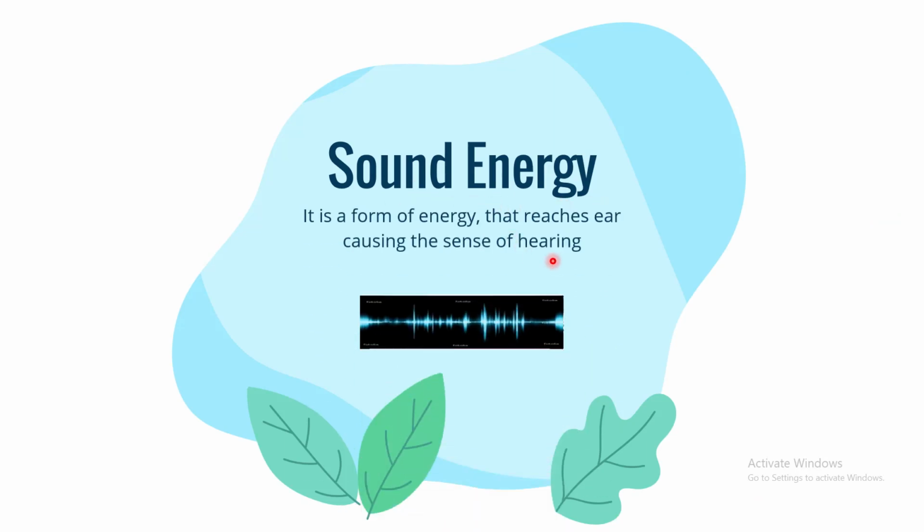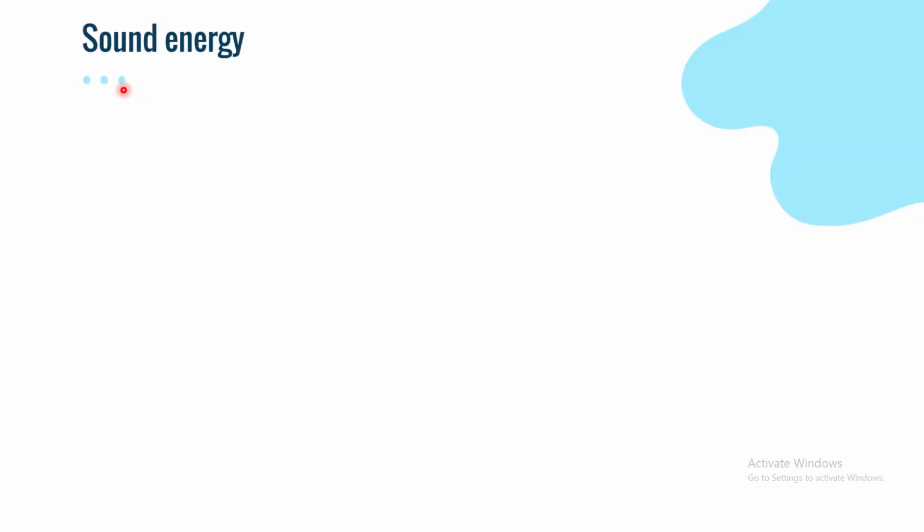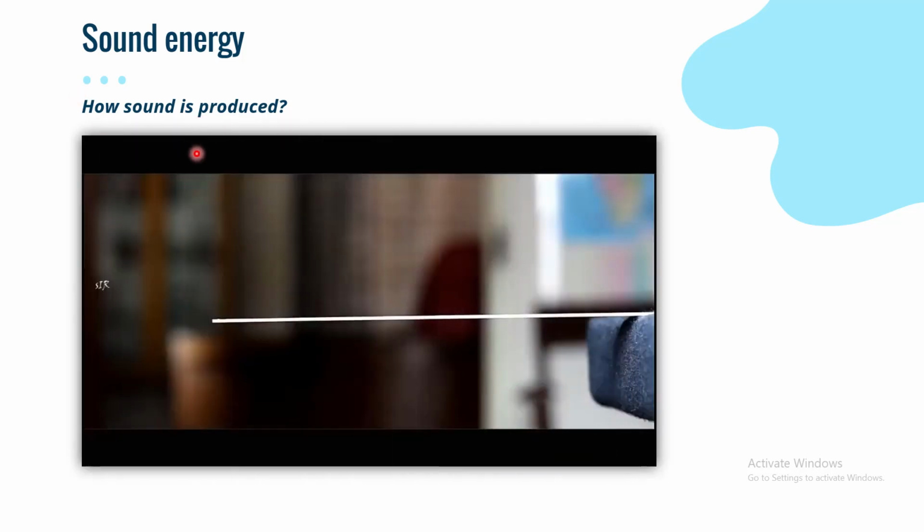Well, what is sound energy? Sound energy is a specific form of energy. Among the many forms of energy, sound is one of them, and after it reaches the air, it causes the sense of hearing. So we hear because the sound energy reaches our ears. We won't talk more about sound energy. We want to know how sound is produced. Okay, let's first watch the first video to understand how sound is produced, or to conclude it.